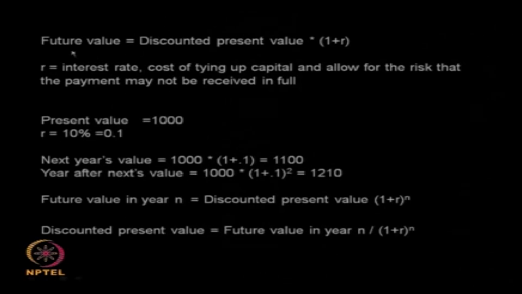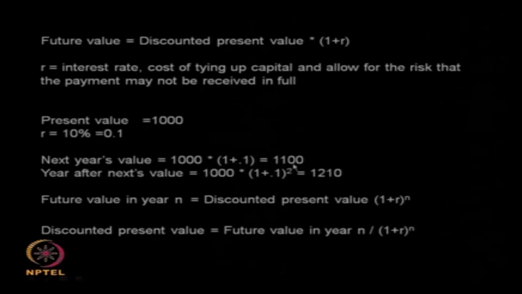So if you have a future value, that is equal to the discounted present value multiplied by 1 plus r. So r is called the interest rate, or r is also called the cost of tying up capital and allow for the risk that the payment may not be received in full. Okay. So if the present value is 1000, then the next year value for the 1000 will be 1100 if you assume r as 0.1. So that is 1000 into 1 plus 0.1.